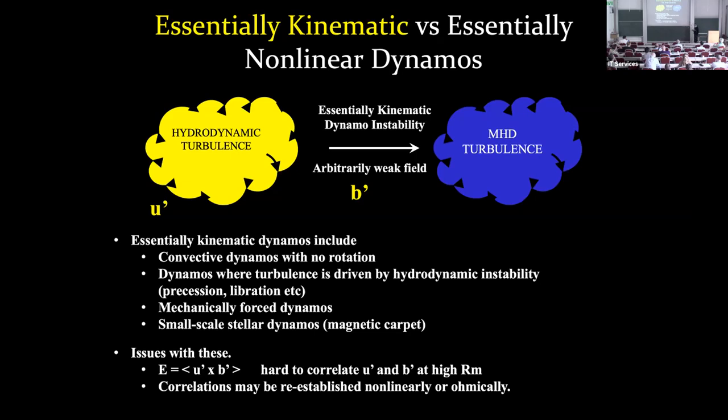In certain limits, you can make U prime correlate with B prime, for example, at small RM or at short correlation time. But in general, it's very hard to do. Correlations may be re-established nonlinearly, perhaps, so everything sorts itself out here, or perhaps ohmically, on an ohmic timescale. And you may get this very slow growth of the large scale field.